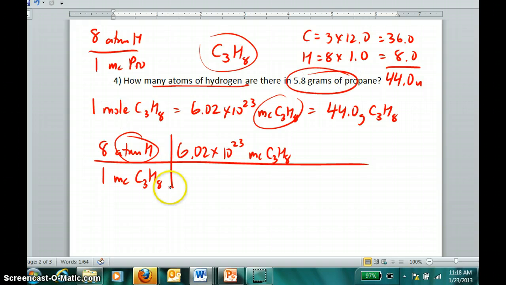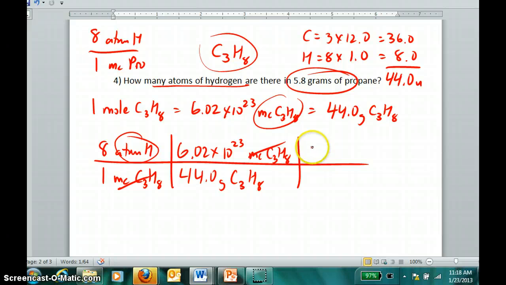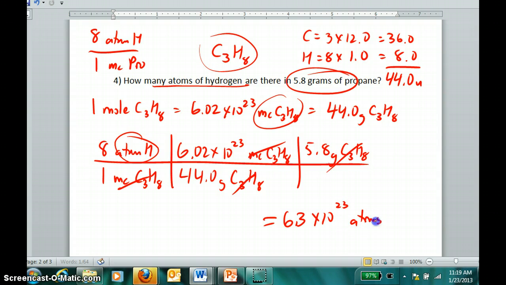And since I'm given a mass, I choose mass of propane in my ratio. This allows me to cancel molecules and replace it with mass, and I'll have my answer left over if I cancel the mass of propane, which is why I was given the mass of propane in the question. Everything cancels except atoms of hydrogen, leaving me 6.3 times 10 to the 23 atoms of hydrogen.